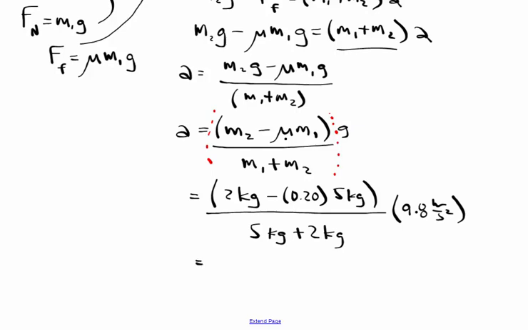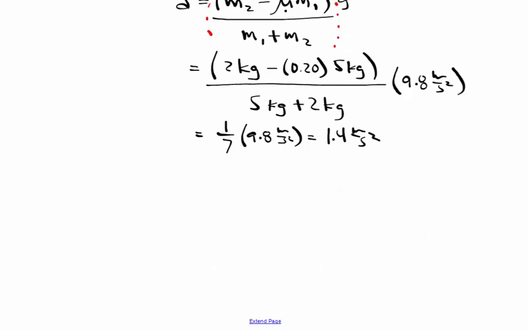And when the dust all settles, here we're going to have 2 minus 0.2 times 5, which is 1. 2 minus 1 is 1 over 7. I'm basically going to get 1/7 of g, which is 9.8 meters per second squared, and that's going to come out to 1.4 meters per second squared. Now, an add-on to this type of problem very often is, so what's the force of tension?